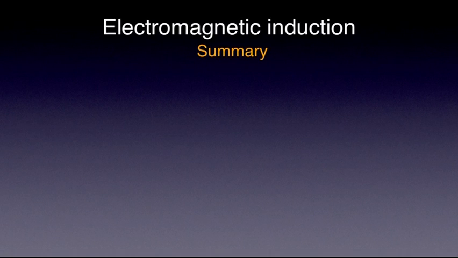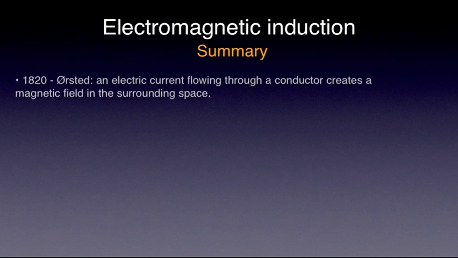Let's now recap the key points in today's podcast. In 1820, Oersted discovered that an electric current flowing through a conductor creates a magnetic field in the surrounding space. Magnetic flux through a loop is defined as the area of the loop multiplied by the magnetic field strength multiplied by the cosine of the angle between the magnetic field vector and a line perpendicular to the plane of the loop.